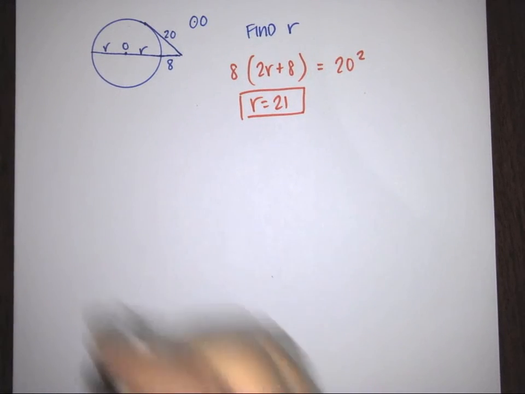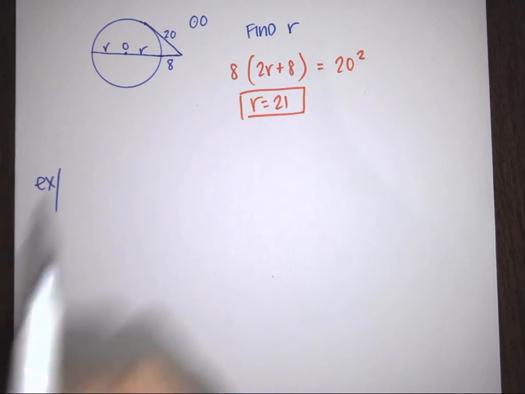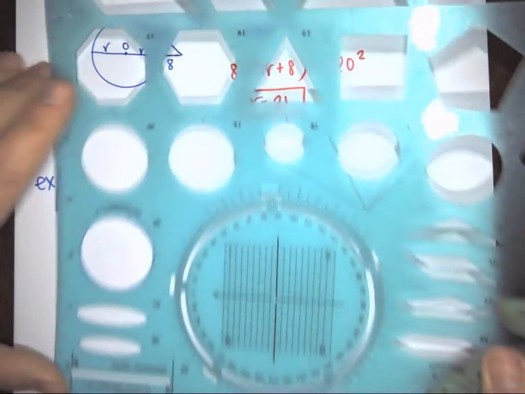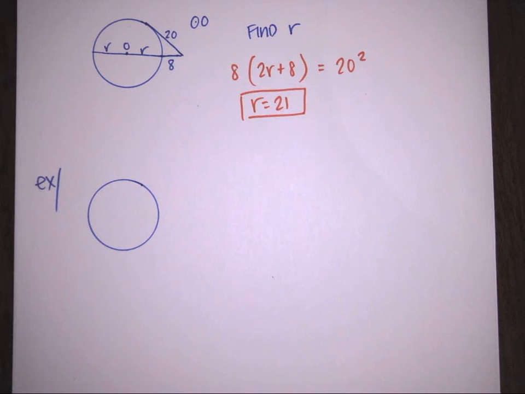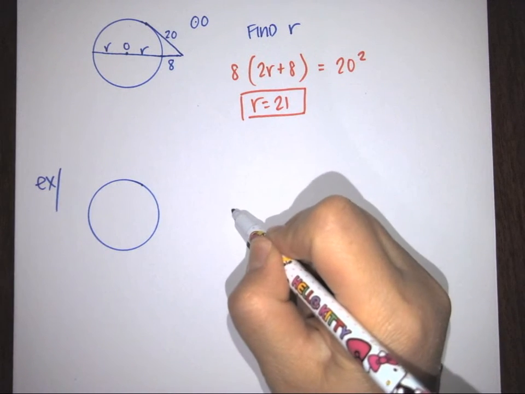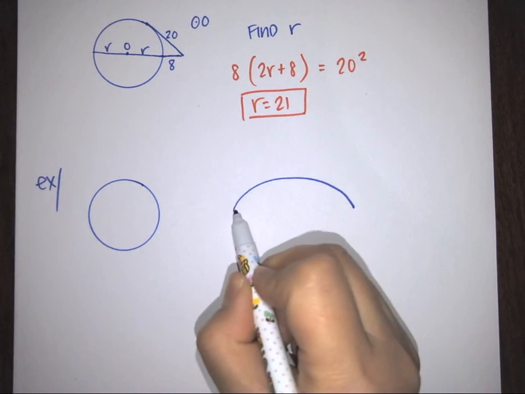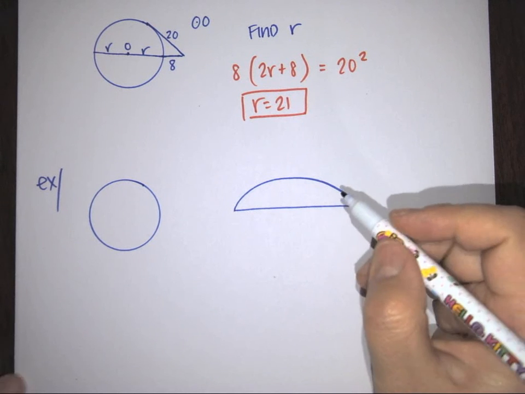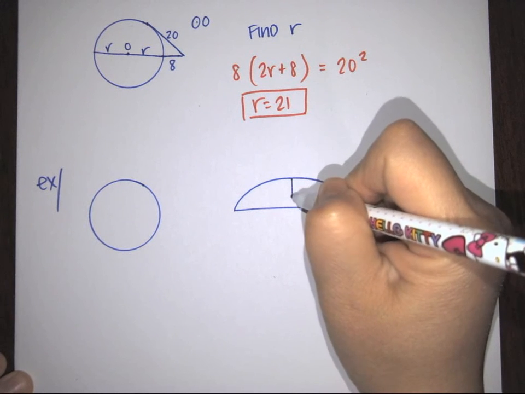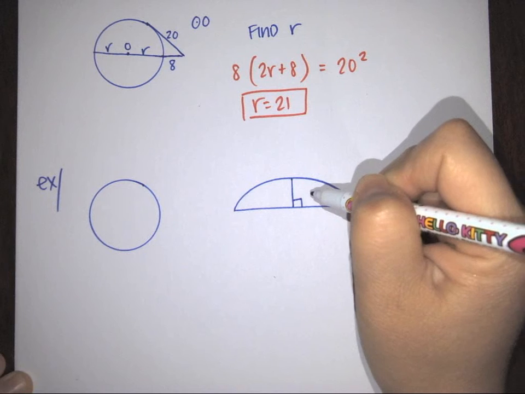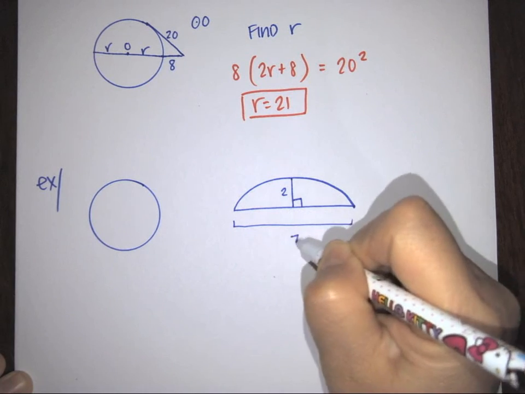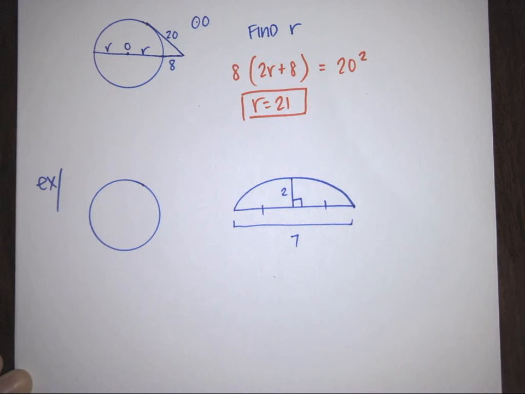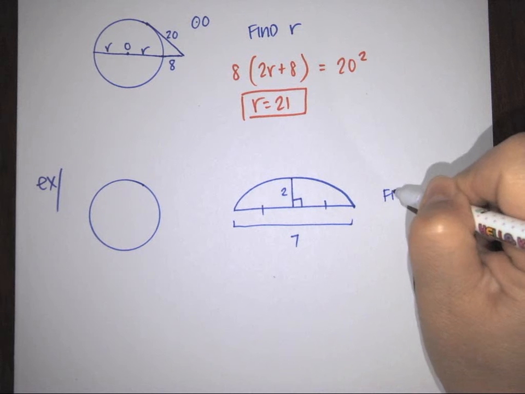Let's do one last one that's similar to the one we did earlier, because you're going to see this in your homework. I'm going to make sure we're good with this. So it's this arc with a chord. So the distance here is 2, and here to here is 7, perpendicular bisector. Find the diameter.